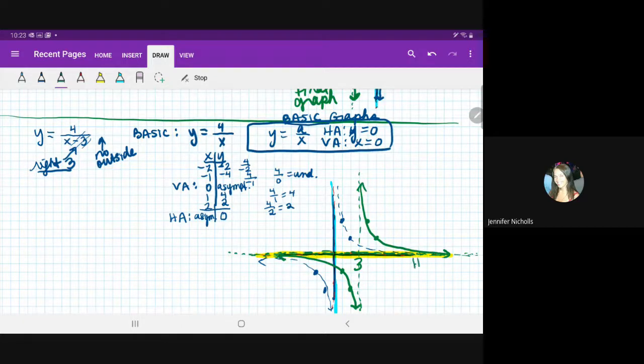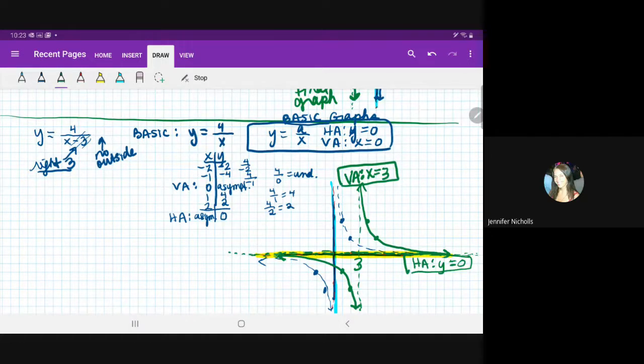So my horizontal asymptote didn't move, so it's still at y equals 0. And my vertical asymptote moved, so my vertical asymptote is right here. And it has to be x equals a number. And so the number would be 3 since I moved it to the right 3.